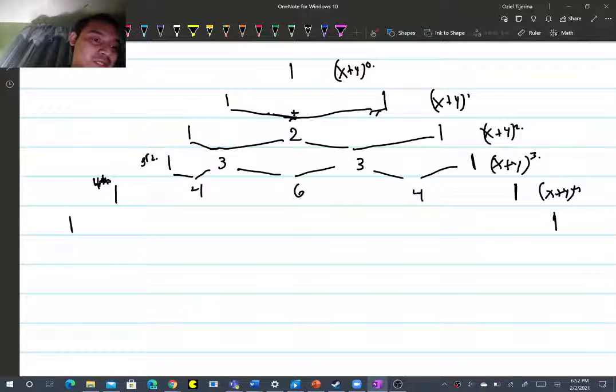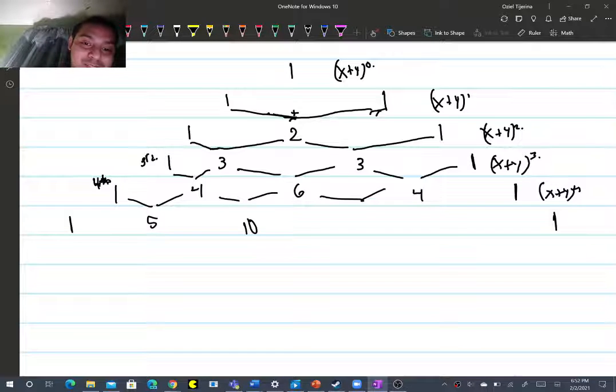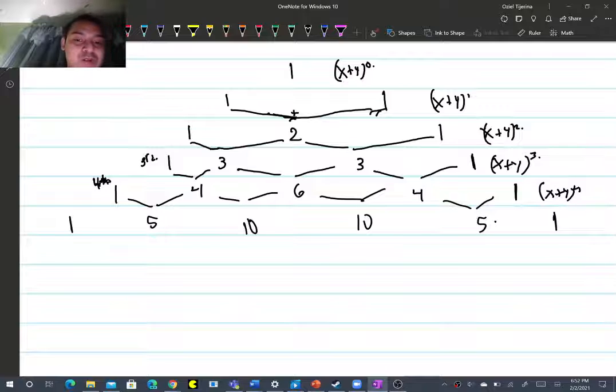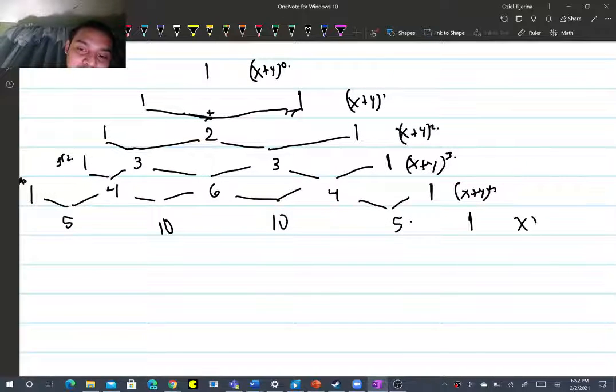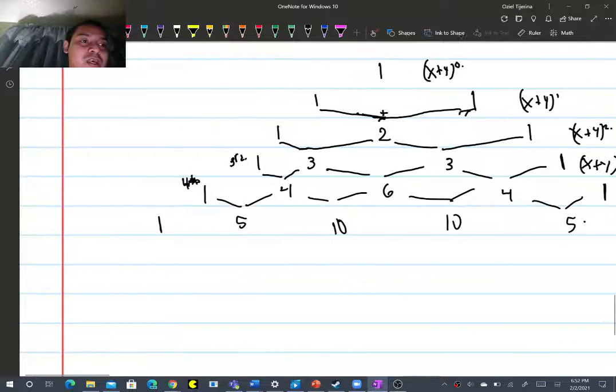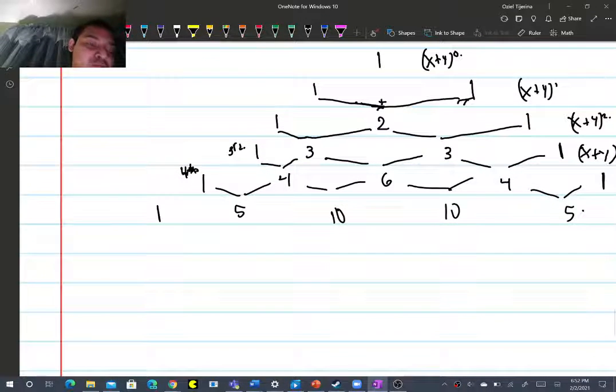So you have 1 plus 4, you add these together, you get a 5. 4 plus 6, you get a 10. 6 plus 4, you get a 10. And then 4 plus 1, you get a 5. And then you get a 1. So this is x plus y to the 5th. These are the coefficients for x plus y to the 5th. And we want to get to the 6th power, so we're going to do it one more time.